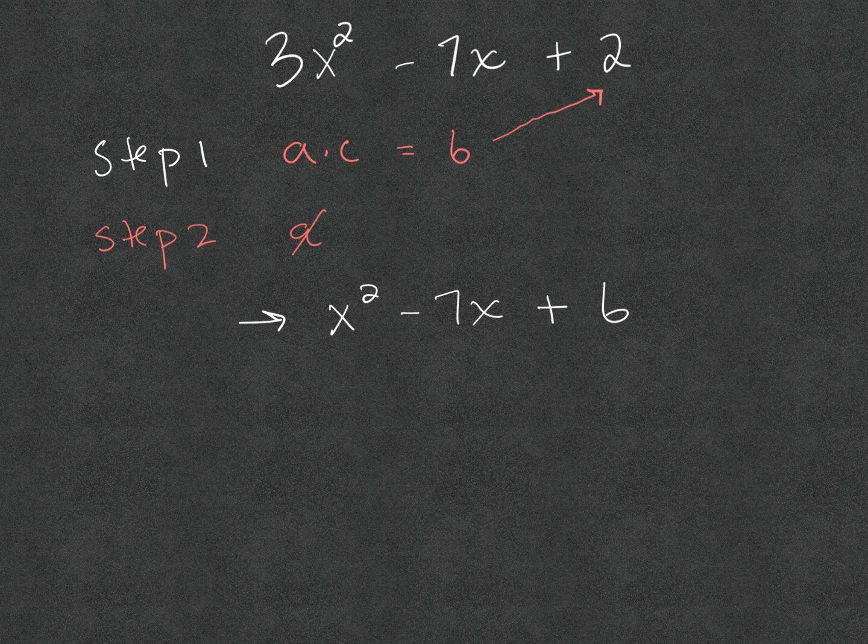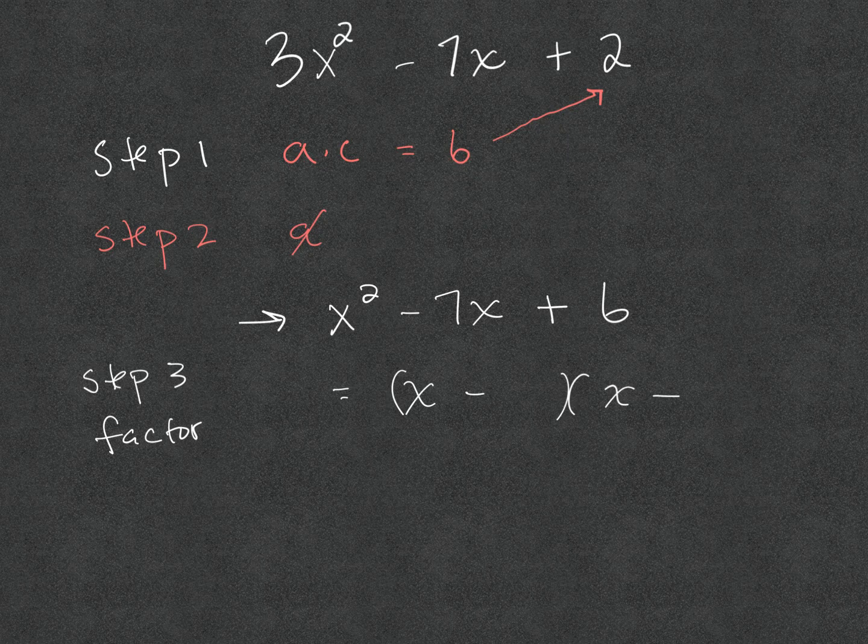Now you're thinking that's kind of odd, but just follow me on this. The next step, step 3, is to factor. We're simply going to factor what we have. And this is going to equal x and an x, 2 negatives, because we have a negative here and a positive here. And we want to know what adds up to 7 for the factors of 6. Of course, that's 6 and 1.